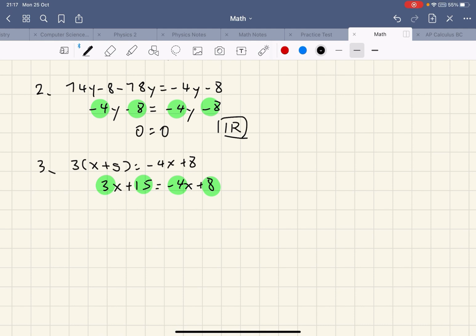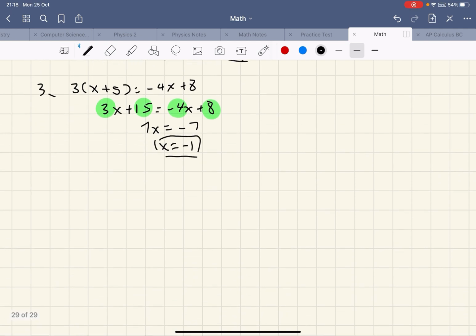Let's add 4x to both sides. 7x equals 8 minus 15. That is negative 7. So 7x equals negative 7. Divide by 7, and x is negative 1. So x equals negative 1 is the solution to this equation.